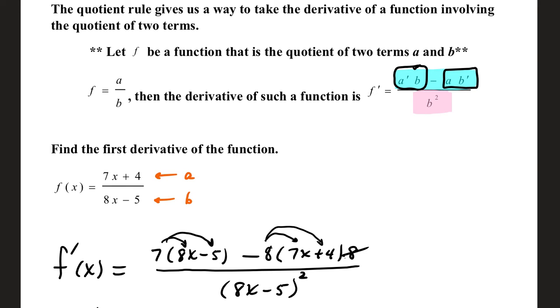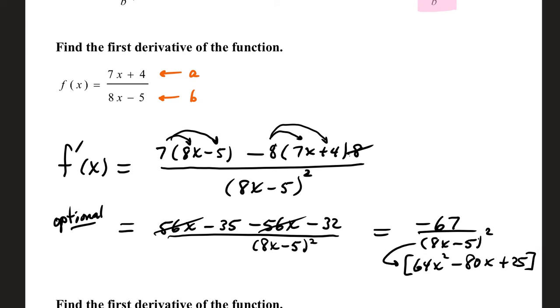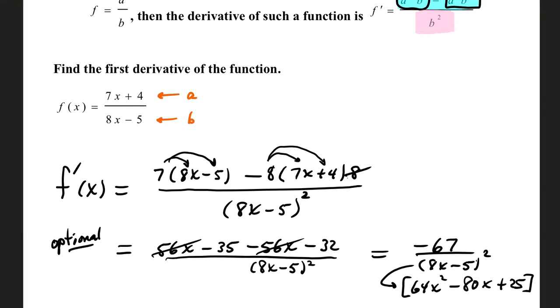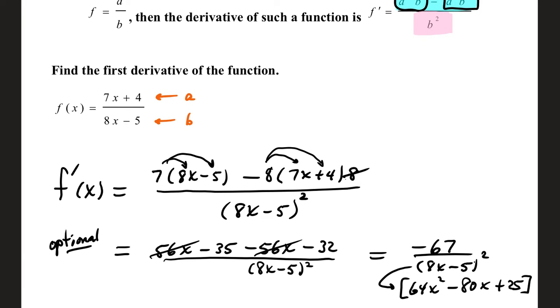Let's do an example. Find the first derivative of the function. And we're going to have a function defined as 7x plus 4 over 8x minus 5. Following the quotient rule, we will have derivative of the top, which is 7, times the bottom, 8x minus 5, minus, then we have top left alone, 7x plus 4, times the derivative of the bottom, which is just 8.